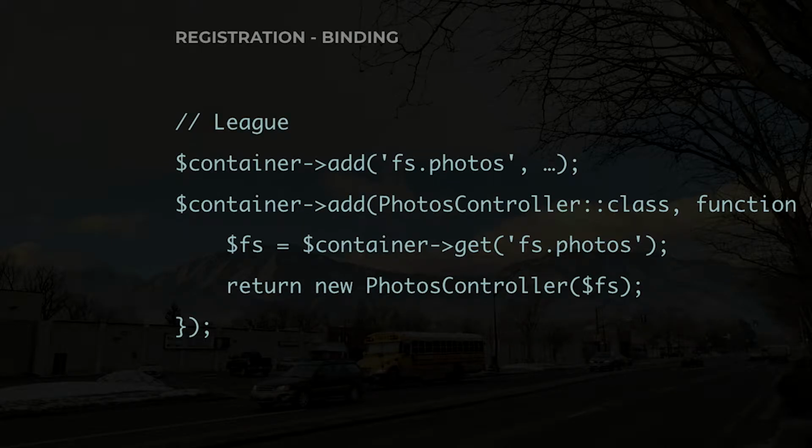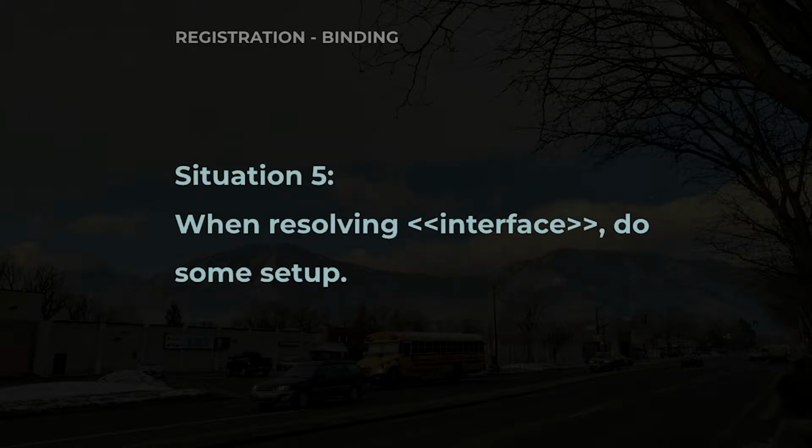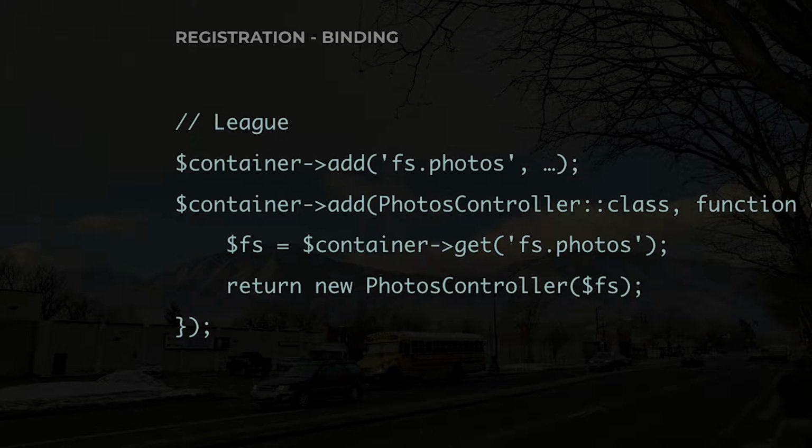But again, we can use the add method for everything. We can use container add file system.photos, and when a photos controller is being resolved, use this anonymous function, get the file system.photos first, and inject that into the new photos controller. And we can do the same thing for file system.files.